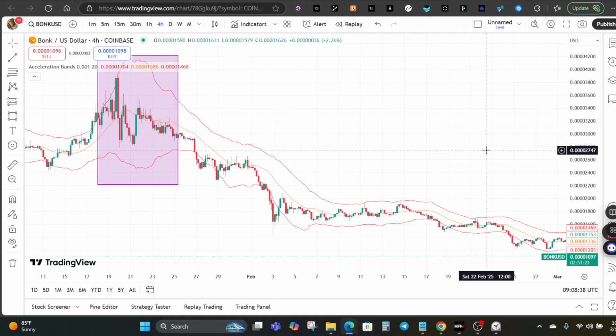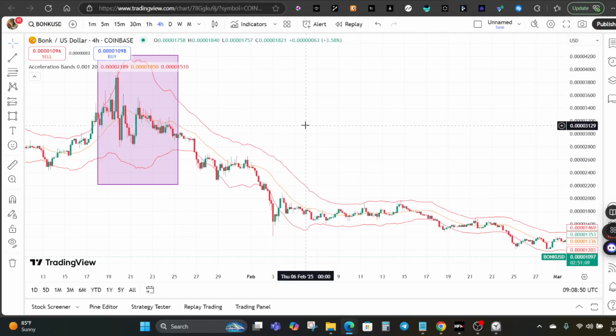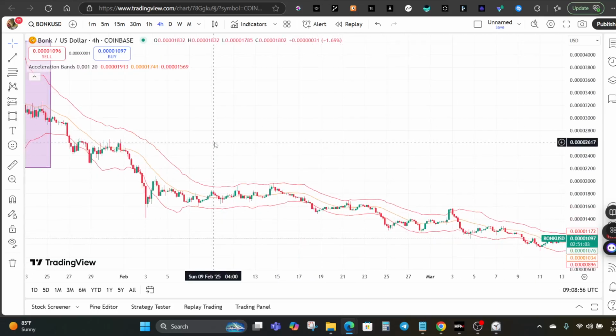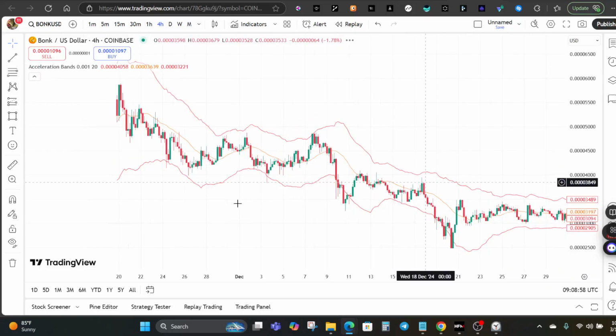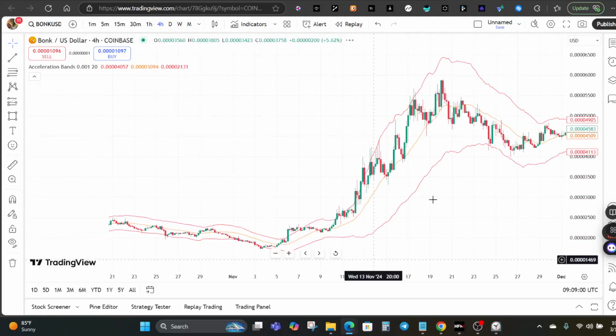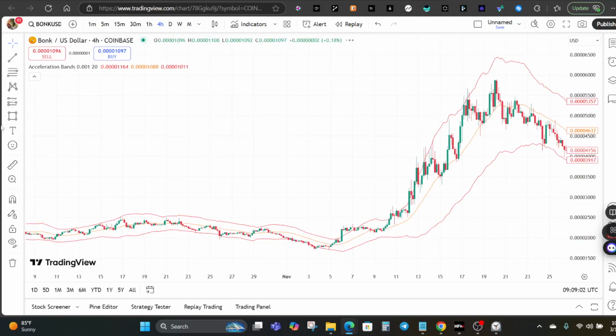Now let us just talk about how to use the acceleration bands indicator in trading. One is for breakout confirmation. One of the most effective ways to use this indicator is to confirm breakouts. When price closes above the upper band, let's look for a good example. You can see what we had here.